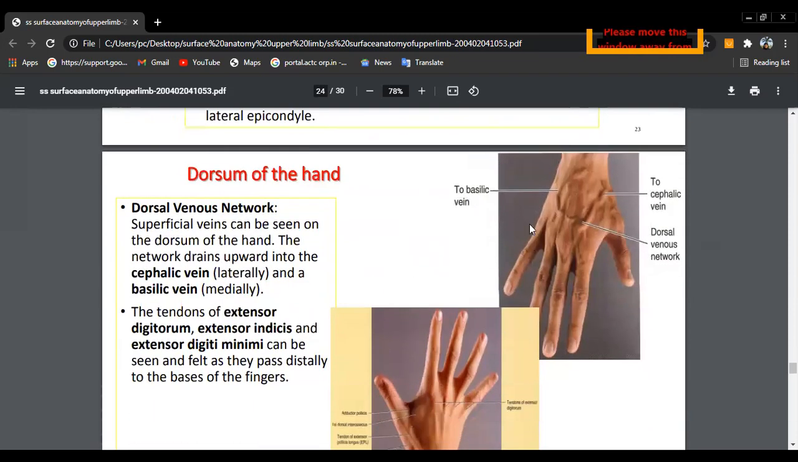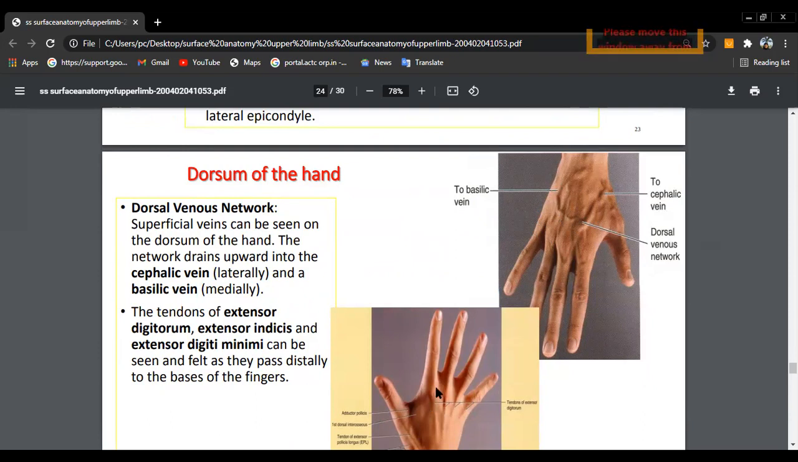Now coming to the dorsum of the hand, try to look into your own dorsum. We have discussed this when we were doing the venous drainage of the upper limb. I have named this the dorsal venous network. Lateral continuation is the cephalic vein. Towards the little finger, medial continuation is the basilic vein.